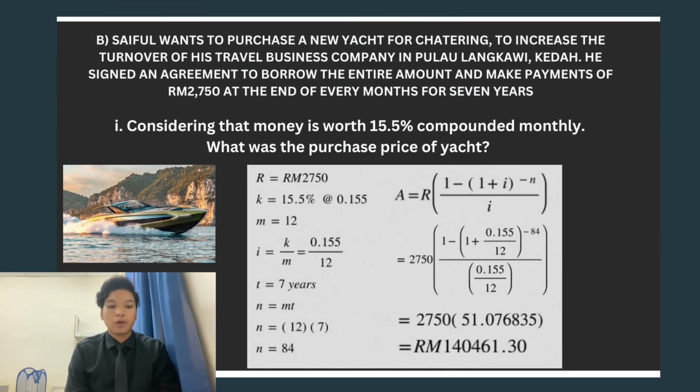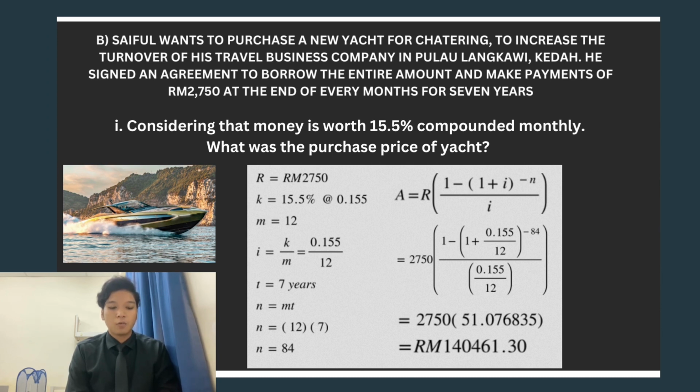Next question, B1. Saiful wants to purchase a new yacht for chartering to increase the turnover of his travel business company in Pulau Langkawi, Kedah. He signed an agreement to borrow the entire amount and make payments of 2,750 ringgit at the end of every month for 7 years. Considering the money is worth 15.5% compounded monthly, what was the purchase price of the yacht?